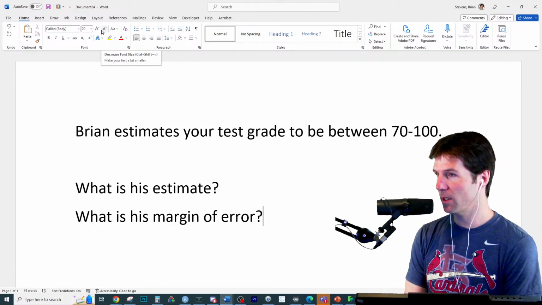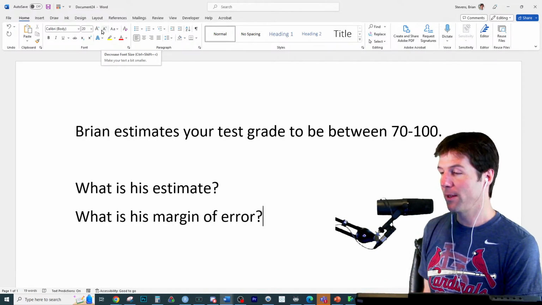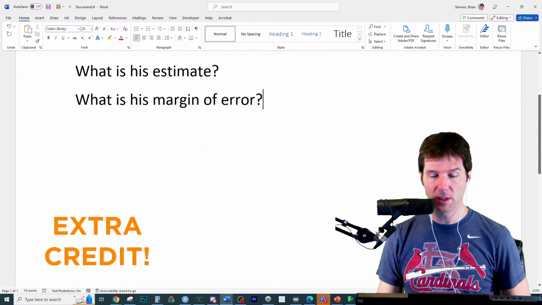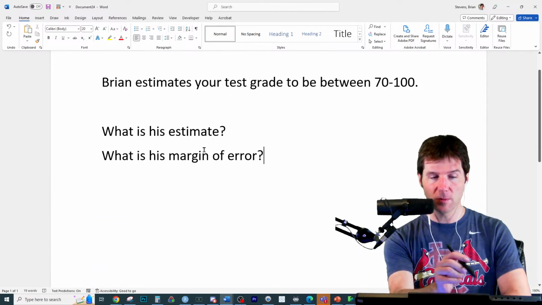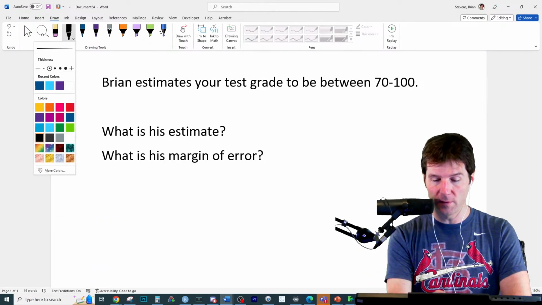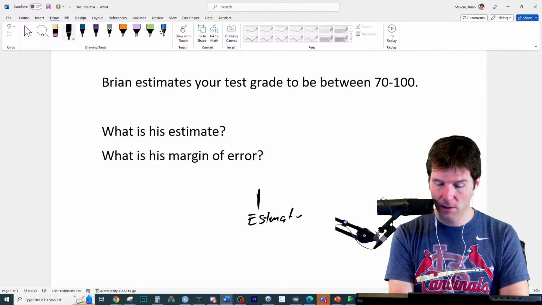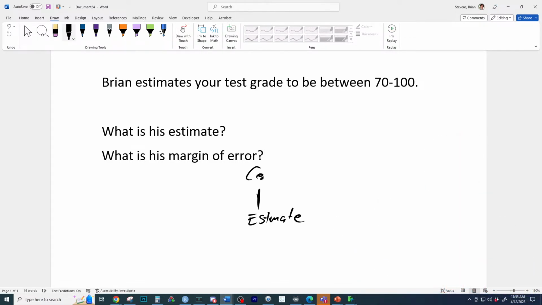So what is his estimate? Well, I estimate between 70 to 100, but what did I guess? Marcus has already got it. Great job, Marcus. The estimate is always at the where of the interval? Marcus notices that the estimate, the best guess, is always the center of the interval. So it's the center of the interval.